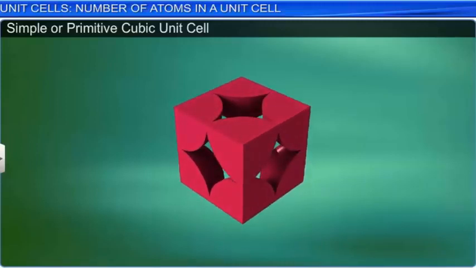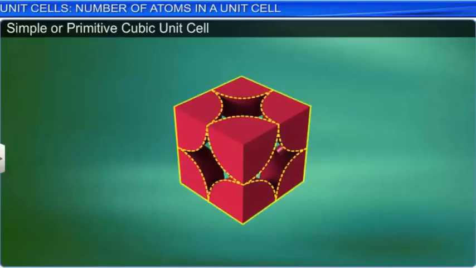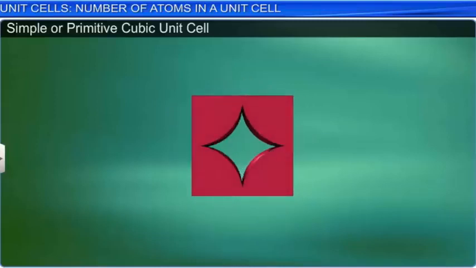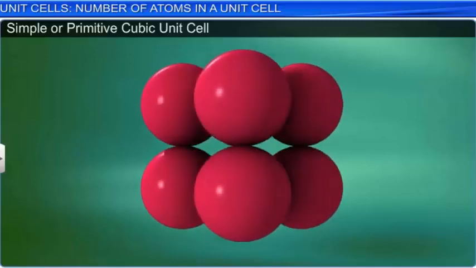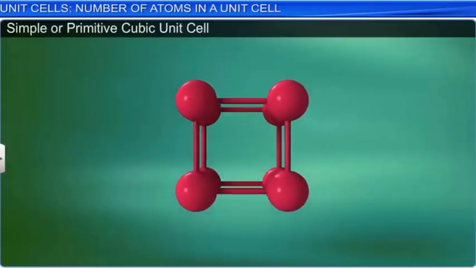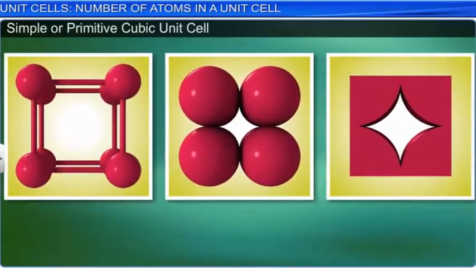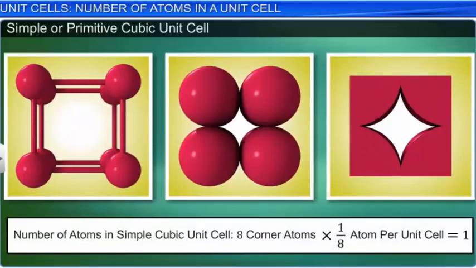From this, it is evident that each atom at the corners contributes 1/8 of its original volume to each unit cell. There are 8 atoms at the 8 corners. Thus, the number of atoms in each unit cell is equal to 8 corner atoms times 1/8 of an atom per unit cell, which is equal to 1.